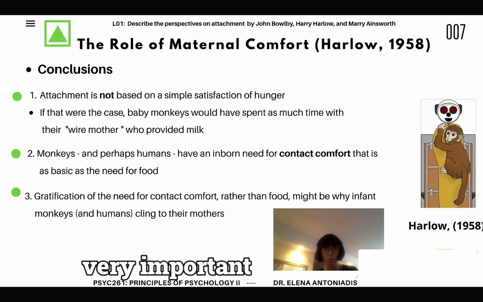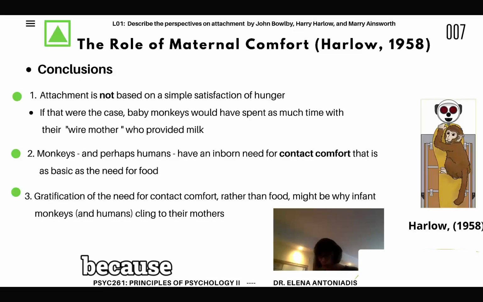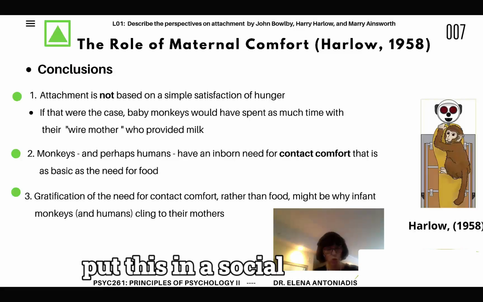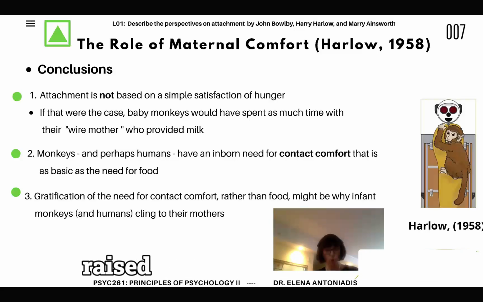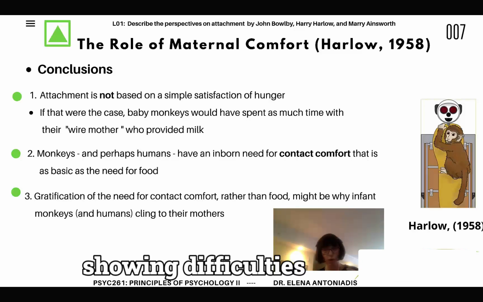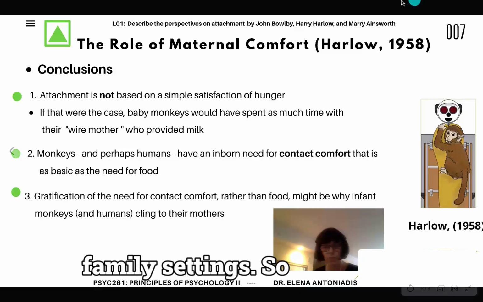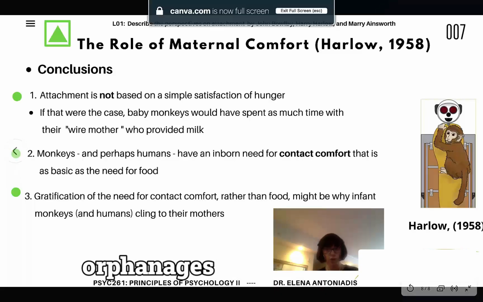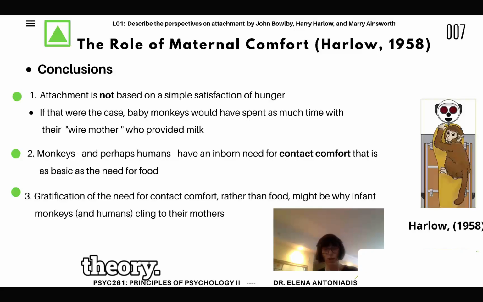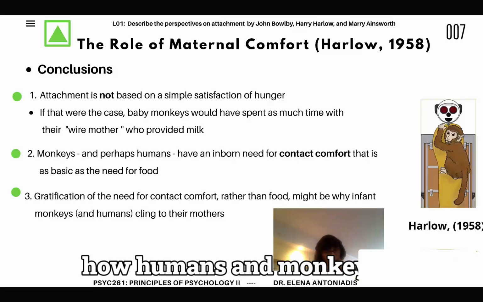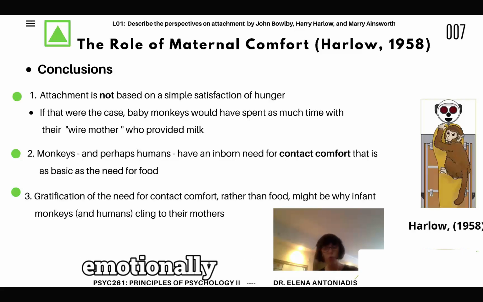And so this was a very important finding at the time, especially because if you put this in a social context as well, children who were raised in orphanages were showing difficulties emotionally in adapting within school settings and family settings. So this observation of children in orphanages had a strong impact on attachment theory. This was particularly influential because researchers thought that early social experience might affect how humans and monkeys emotionally react. And they may react similarly.